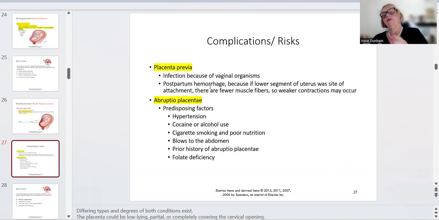You know why? Now think about it. The placenta has been laying low in the uterus for a while. So it's made all that muscular tissue down there weaken. It weakened. So what happens is that you're going to have weaker contractions after delivery. So therefore, she is at risk for a postpartum hemorrhage.